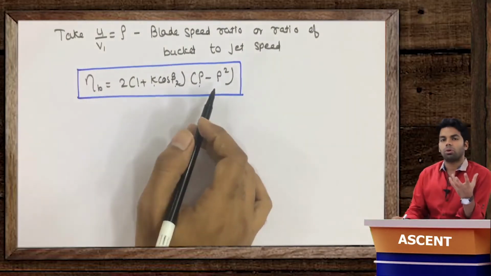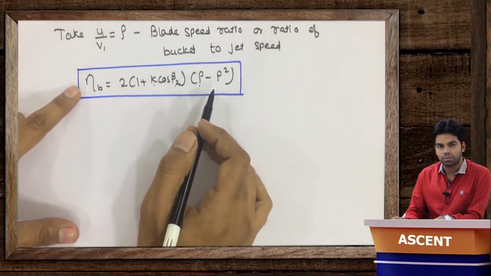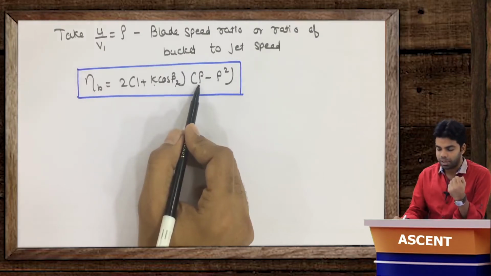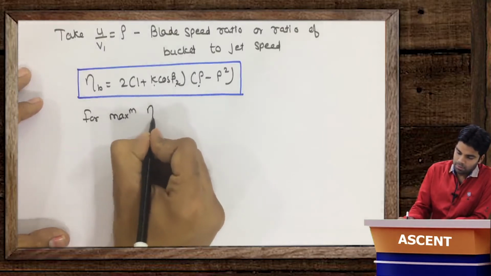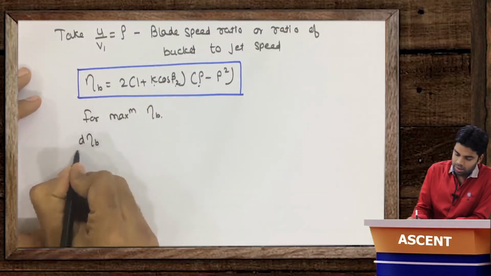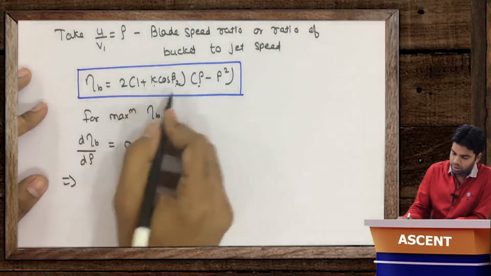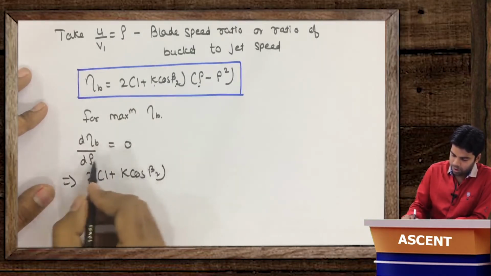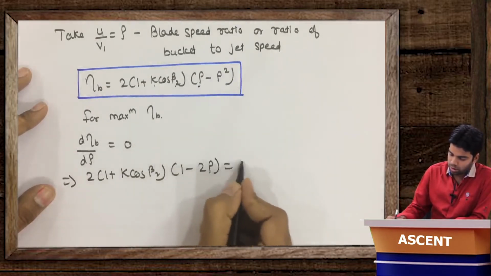Okay, now if we want to determine the maximum efficiency, what we will have to do is we will just differentiate this efficiency with respect to rho and equate it to 0, and finally we will get the value of rho for which we will get the maximum efficiency. Getting this or not? Okay, so for maximum efficiency, d eta b by d rho should be equal to 0. Or you can say this will be 2 into 1 plus k cos beta 2. Okay, now differentiate this with respect to rho, this will be 1 minus 2 rho is equal to 0.